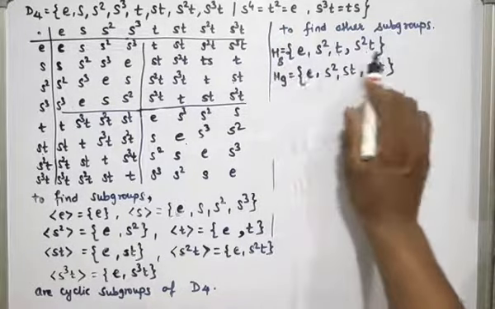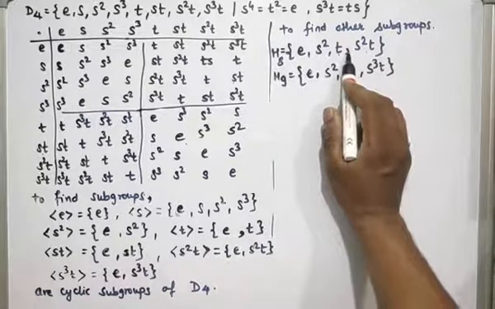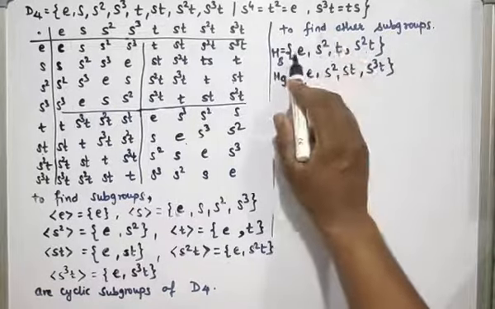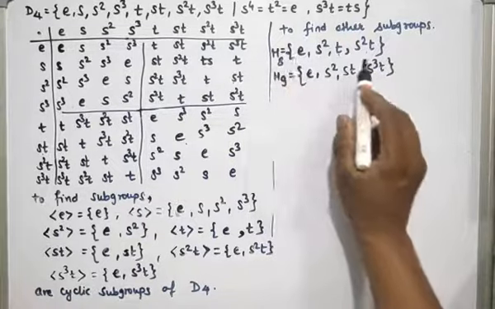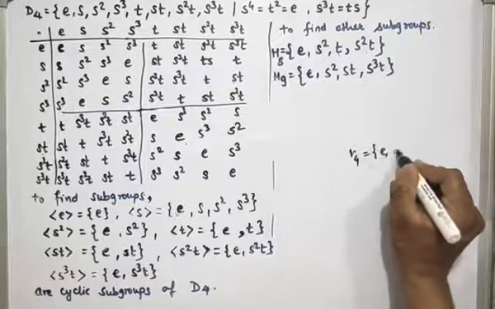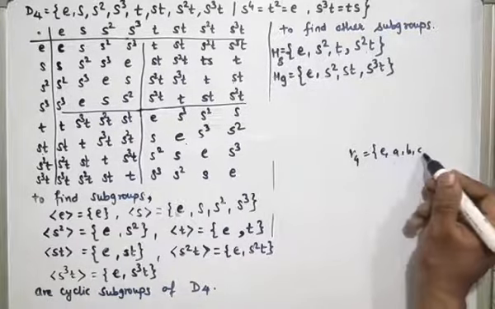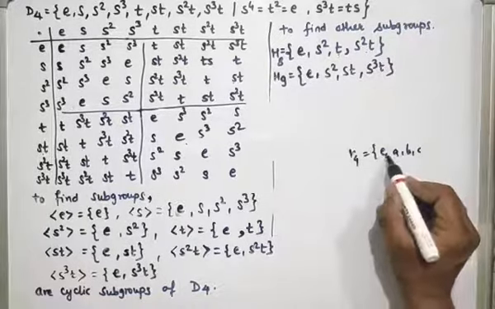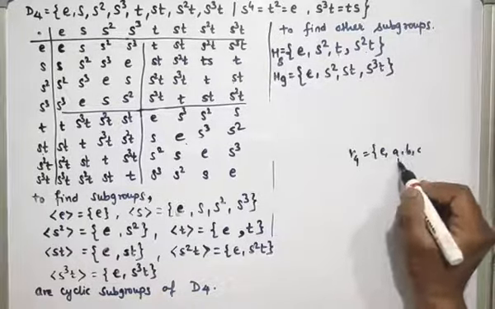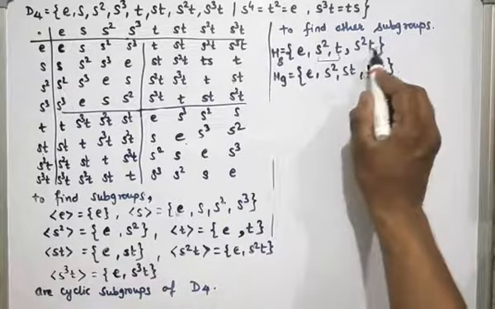So this group is isomorphic to the Klein 4 group, because the Klein 4 group has the same properties as H8. In the Klein 4 group we have identity, A, B and C, such that the order of A, B and C is 2, and the product of any two elements is the third element.